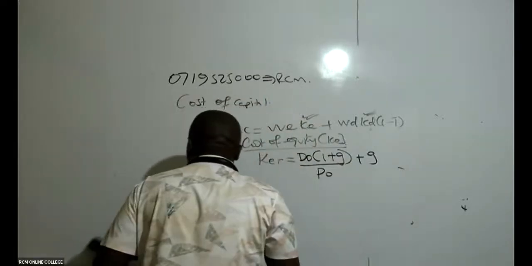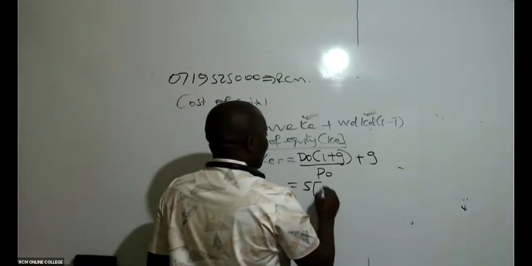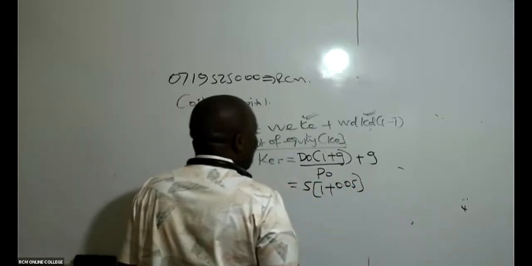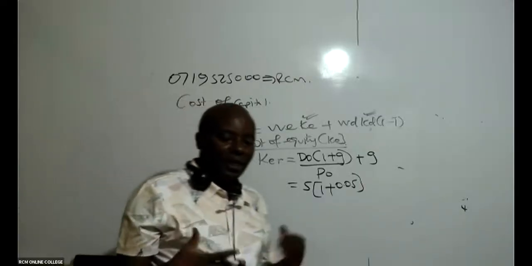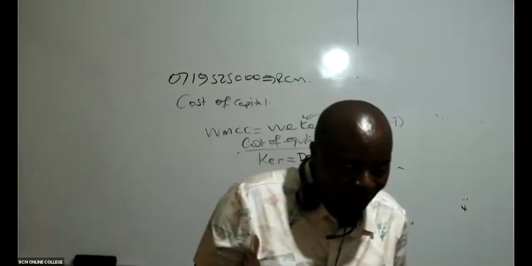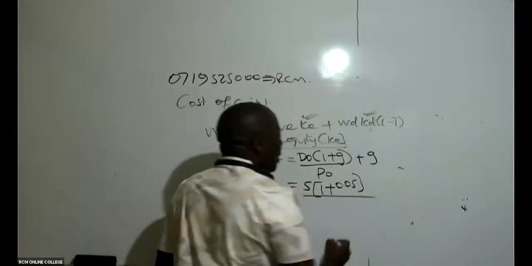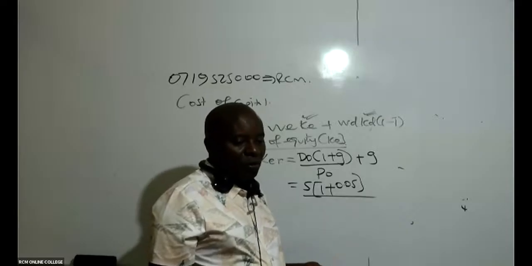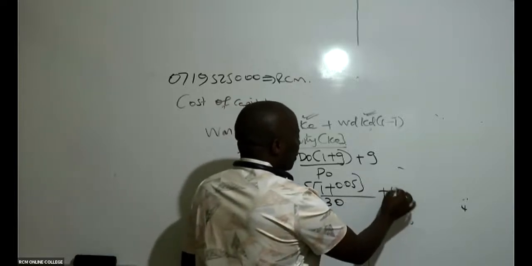So you guys have just told me that DO is 5, into 1 plus G, G is 0.05. Growth rate is 0.05. You see, 5% is the same as 0.05. All right. Divided by PO. Could you kindly remind me what PO is? What is our PO? 30. Plus again, growth rate of 0.05.